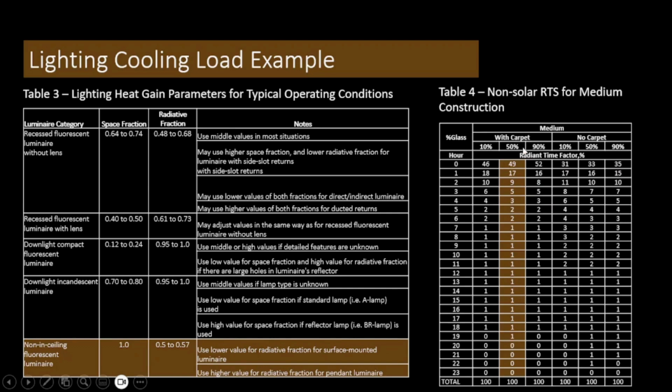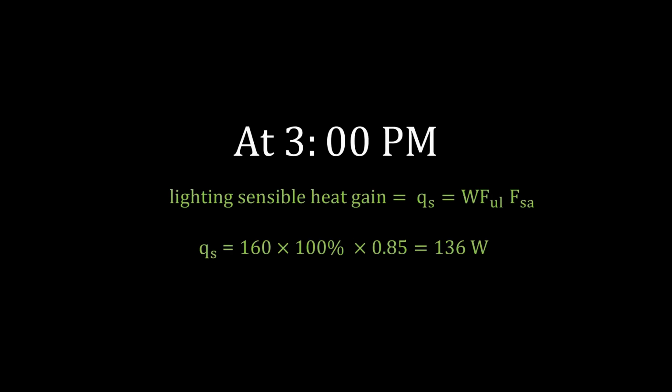For table 4, table 4 is the non-solar RTS for medium construction. We're told that the building is of average commercial construction, that's medium. We're also told that it's with carpet and 50% glass. So that's why we are using these values. So these are our radiant time factors. This is the 0th radiant time factor, this is the first radiant time factor, this is the second radiant time factor, this is the third radiant time factor, and so on until we get to the last one here, the 23rd radiant time factor. If you add all of them, you should get 100.